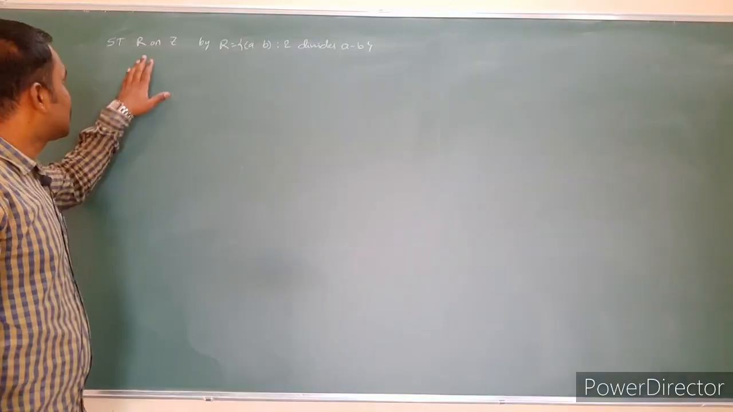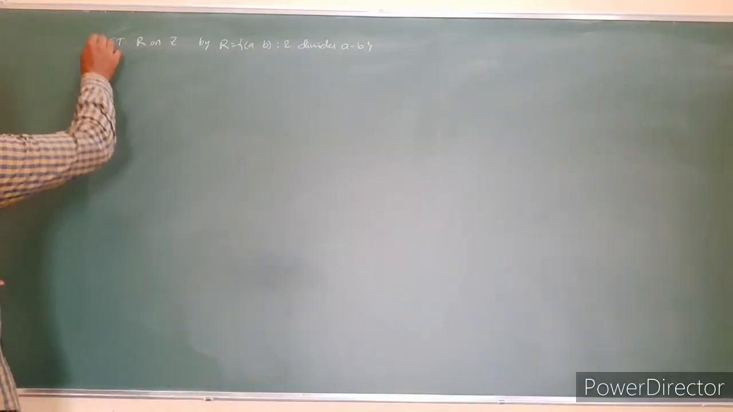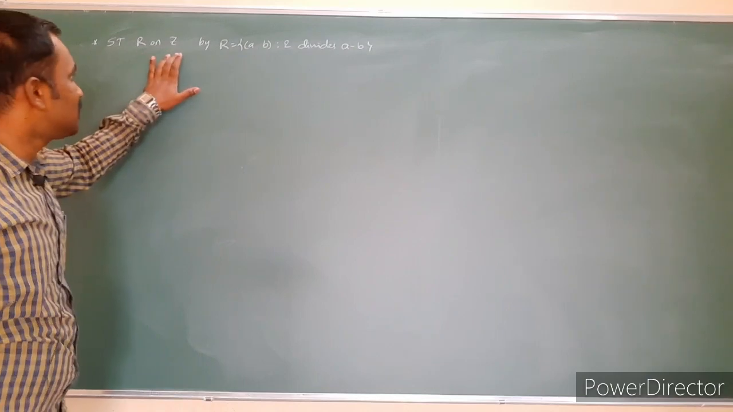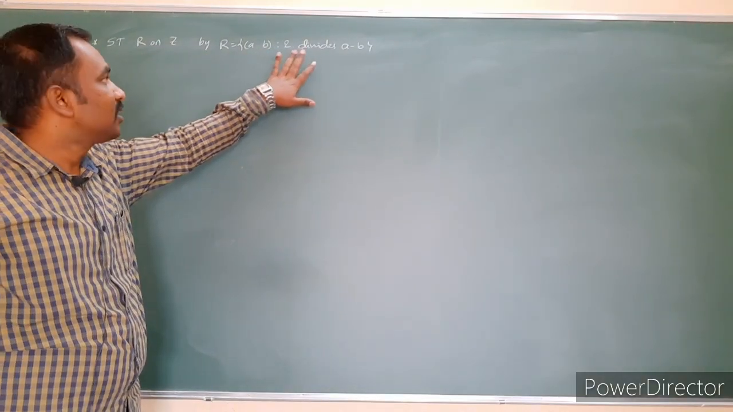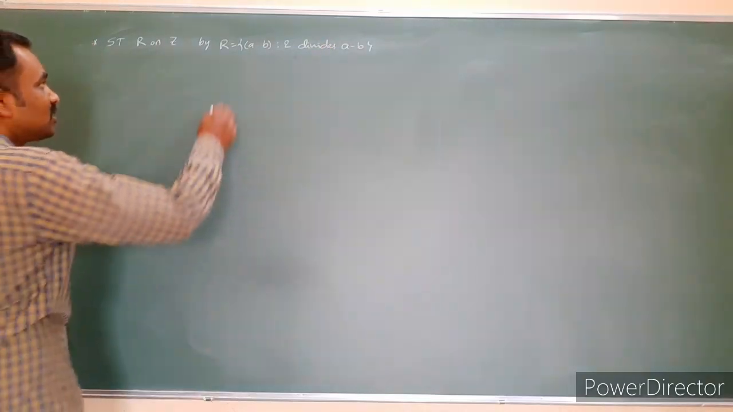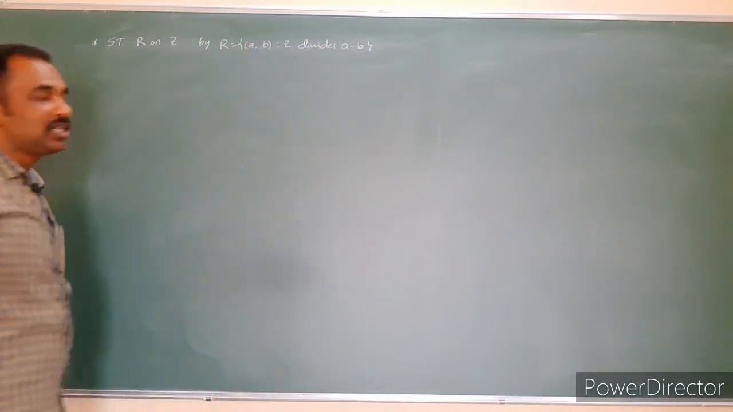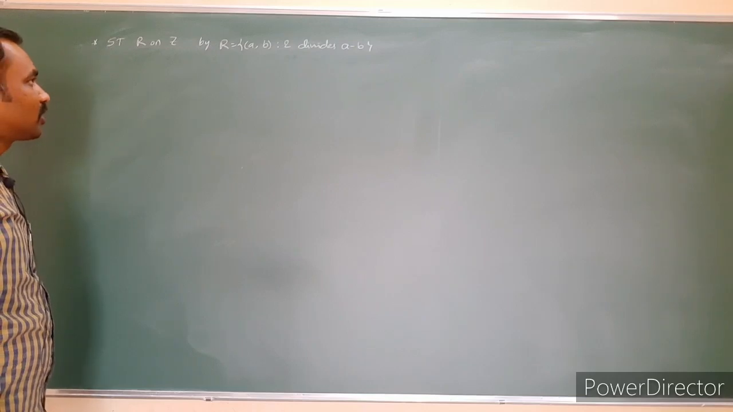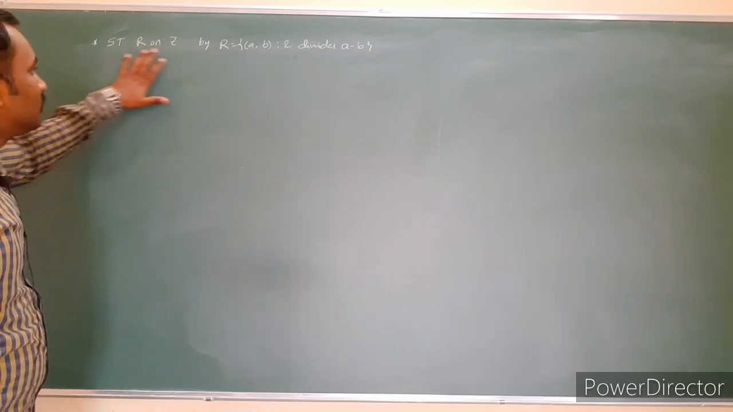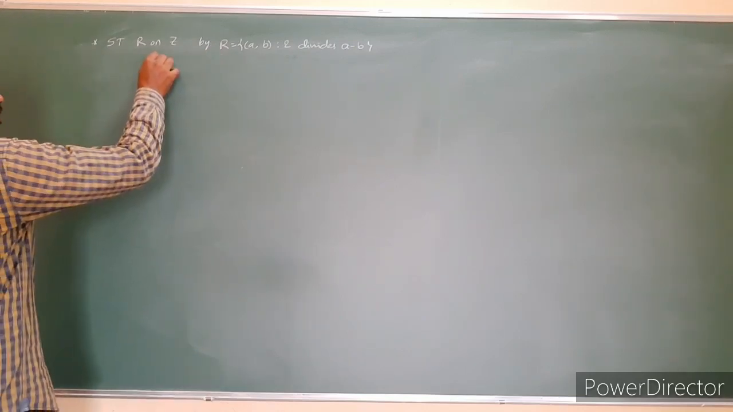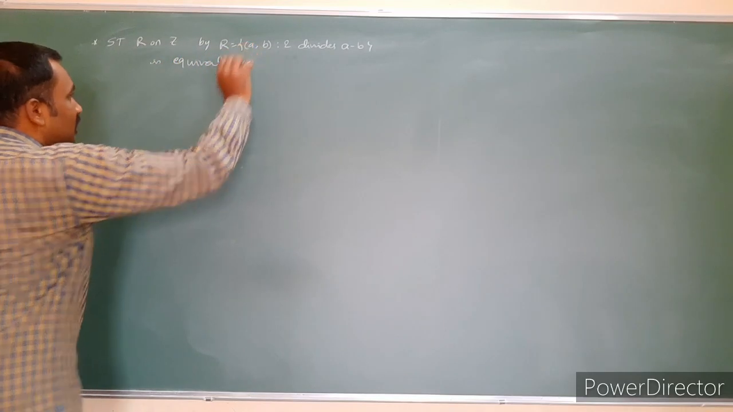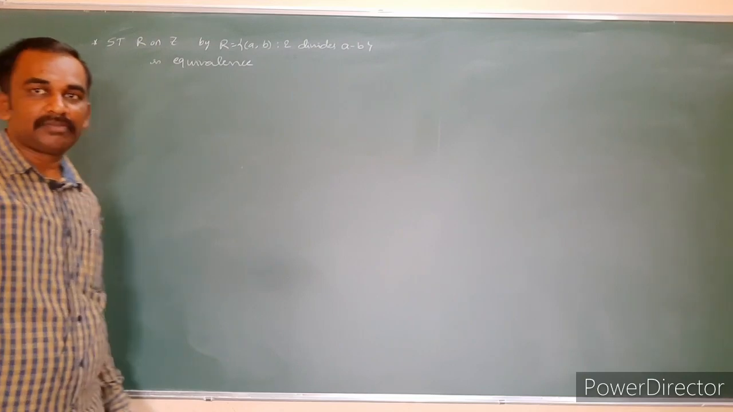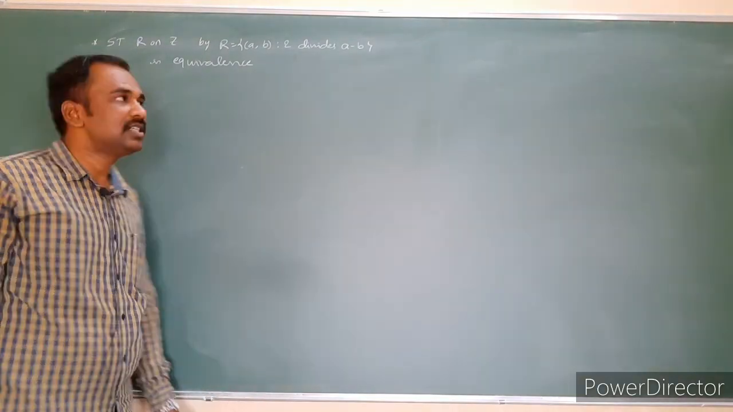Okay. Next one. Show that the relation R on the set of integers, defined by R is equal to A comma B such that 2 divides A minus B, is an equivalence relation. Equivalence means it is reflexive, symmetric as well as transitive.